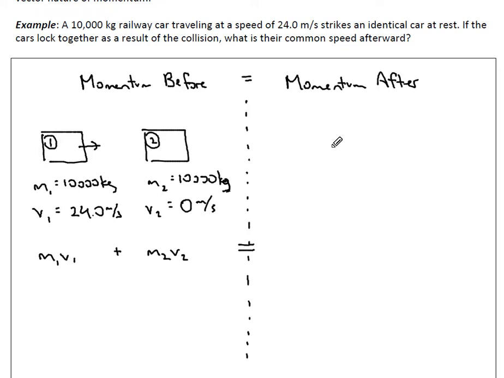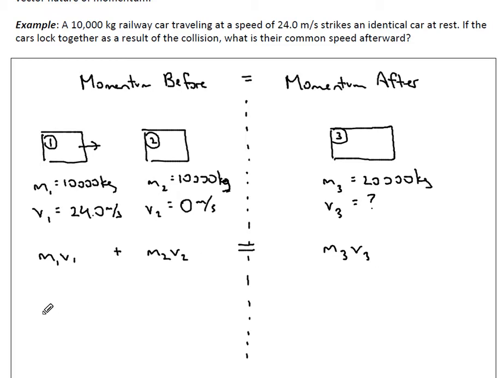Let's see what happens afterwards. Afterwards, it says they collide and they stick together. So they stick together and they now have a total combined mass of 20,000 kilograms. The velocity is unknown. So I get m1v1 plus m2v2 is equal to m3v3. There's only one object after the collision.